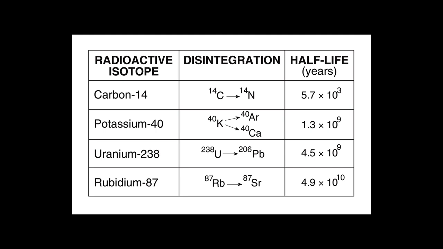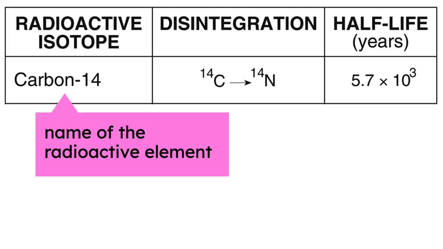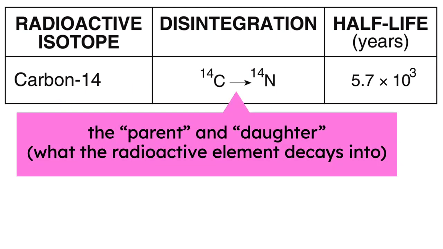Now, you'll see the chart shows 4 common radioactive isotopes on Earth. These are all useful for dating the various ages of different materials, from the oldest rocks to more recent organic matter. Let's zoom in and look just at the first row, which is carbon-14. That first column, labeled radioactive isotope, is where you'll see the name of the radioactive element itself. The second column, labeled disintegration, shows the parent isotope, which in this case is carbon-14 or C14, and the daughter, which is what it will decay into or what it will turn into over time. And in this case, carbon-14 decays into nitrogen-14.